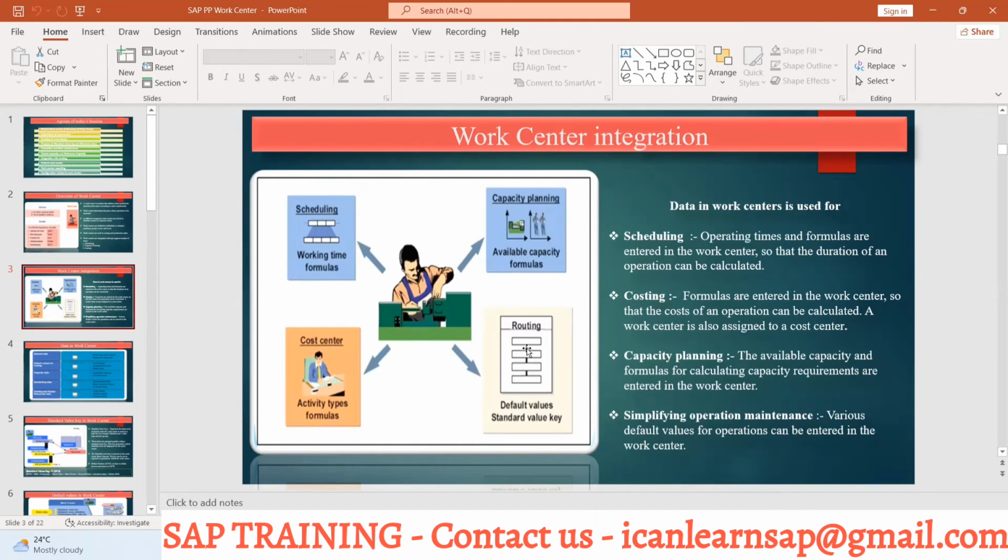Ultimately this work center is going to be a part of a routing, which gives you the final cycle time of the product. So these are the different integrations, or applications, of the work center: scheduling, costing, capacity planning, and it also helps to simplify operation maintenance. Various default values for operations can be entered into the work center, via the routing. So this is the importance of work center applications.